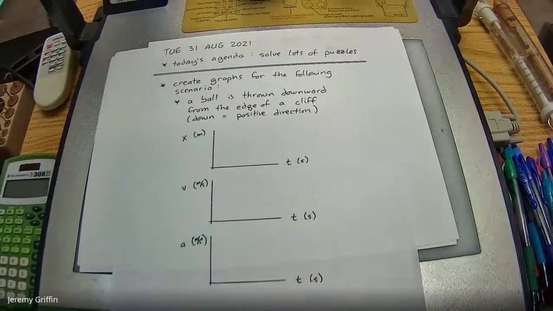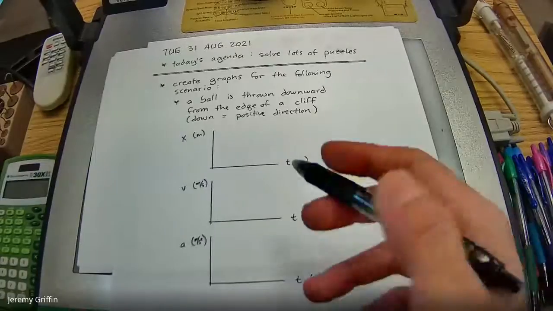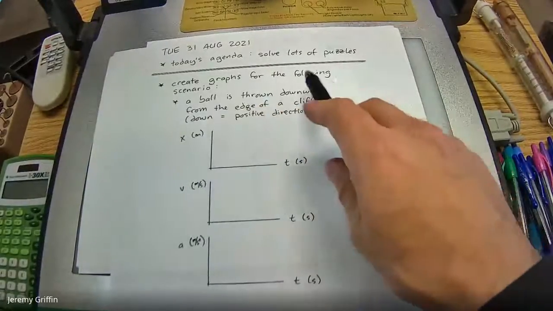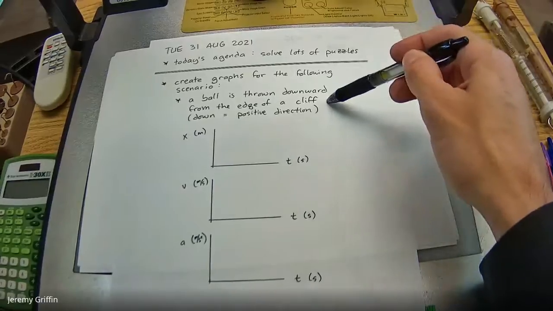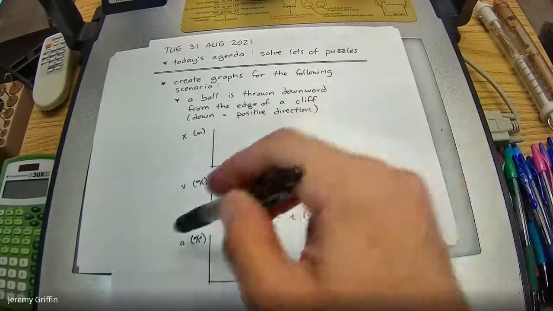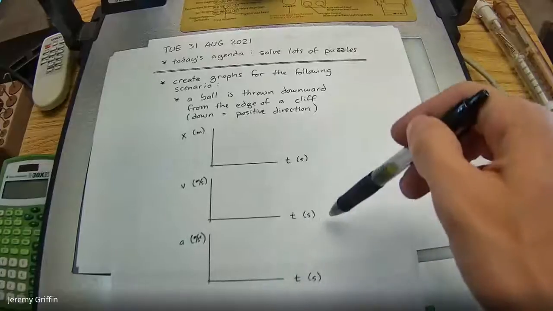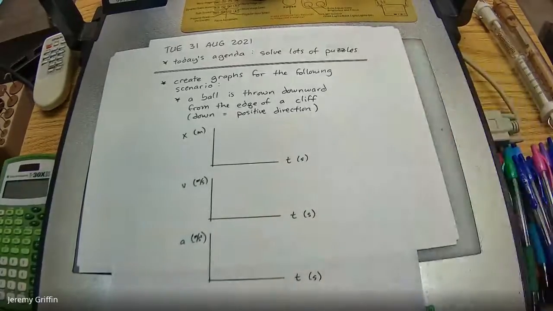Okay? All right, so we've got to create graphs for the following scenario. A ball is thrown downward from the top edge of a cliff. Okay? X versus T, V versus T, A versus T. These are the 3 classic graphs. Okay? Let's call down the positive direction. We've been doing that all along.